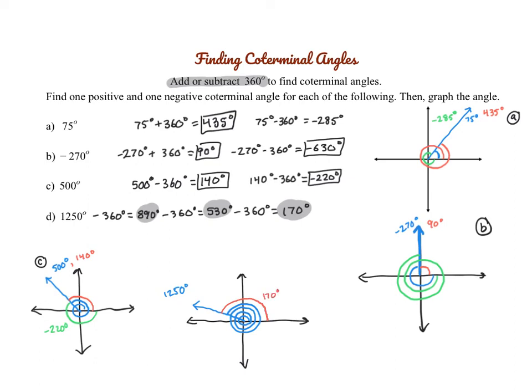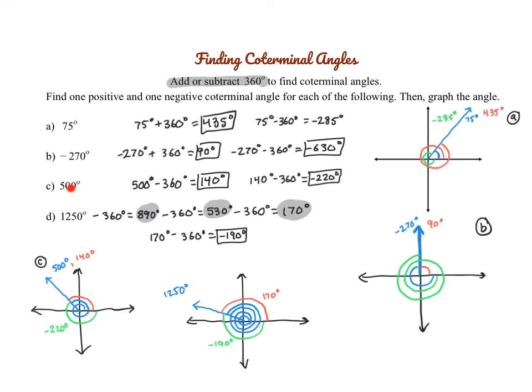So that's 170 degrees. And then if we subtract another full rotation from 170, that should give us our negative coterminal angle. So that's negative 190. So it goes like this. And there you go. So you can see that finding coterminal angles is actually going to be really useful when we're trying to work with angles that are much larger.